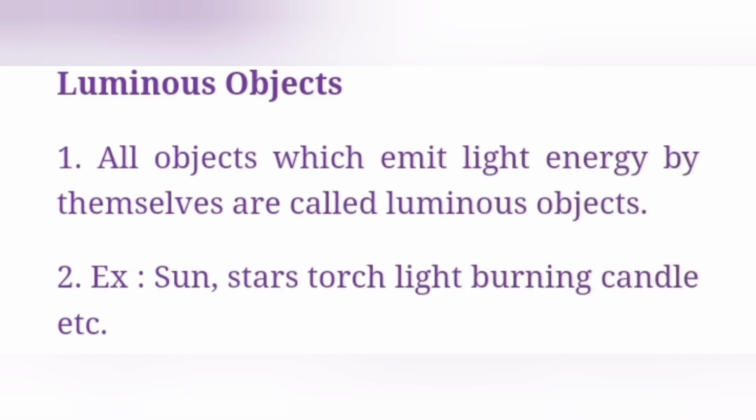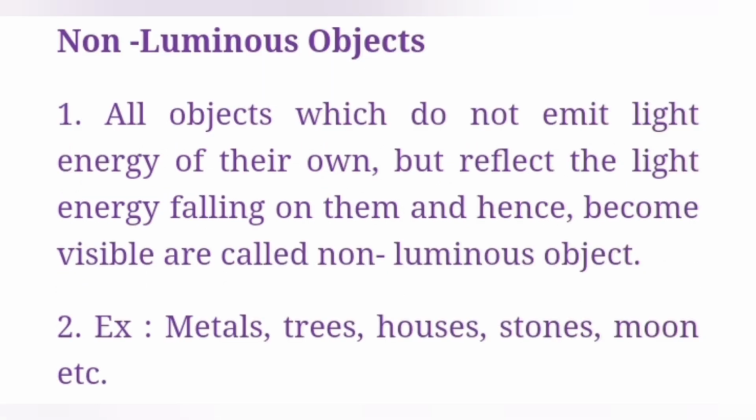Luminous objects. First point, all objects which emit light energy by themselves are called luminous objects. Second point, example: sun, stars, torchlight, burning candle, etc. Non-luminous objects. First point, all objects which do not emit light energy of their own but reflect the light energy falling on them and hence become visible are called non-luminous objects. Second point, example: metals, trees, houses, stones, moon, etc.